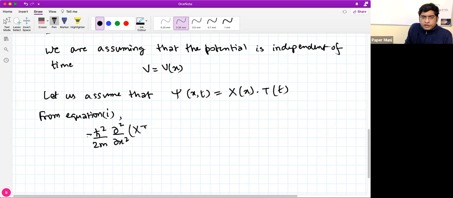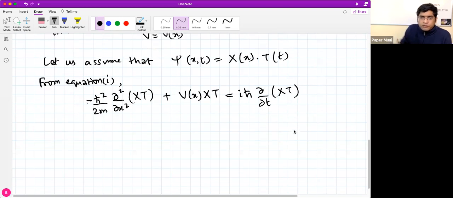Now if you put this capital X and capital T, and then we have the time independent potential multiplied by the wave function which is X T, and finally we have the RHS which is partial derivative with respect to t, and then we have the wave function X T. Now if I just operate this, what will we get? The T will come out, right? So we can write this as the total derivative, because this is only a function of position.